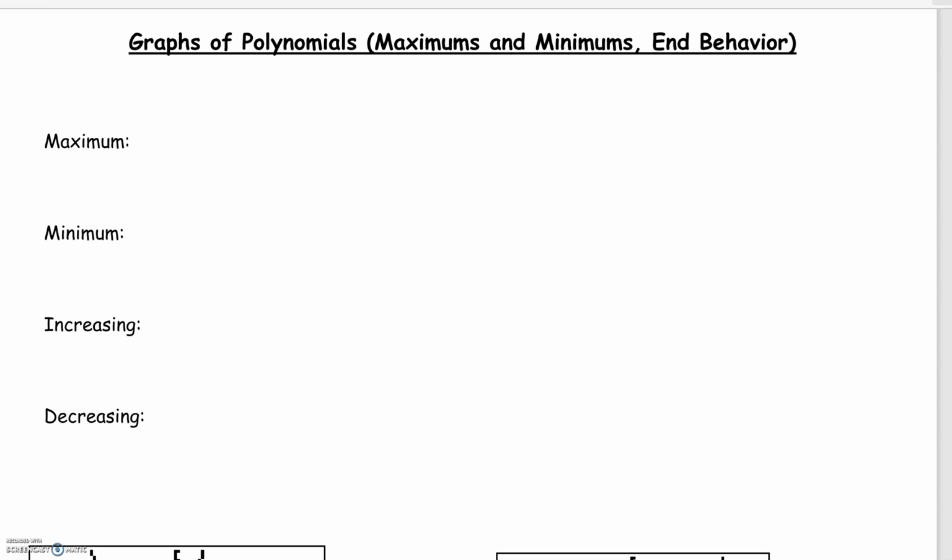So in this video lesson, we're going to take a look at some graphs of polynomials. We're going to identify the maximum, minimum, and then determine the end behavior based on just looking at a polynomial's function. So what is a maximum? It is the highest point or points on the graph.